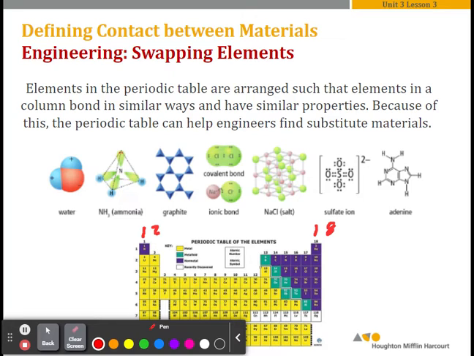Elements on the left side of the periodic table are metals. In this image, the metals are shown in yellow. Metals tend to lose electrons. They don't hold on to their electrons, their outer electrons, very tightly. Because of this property, they're generally good conductors of electricity.